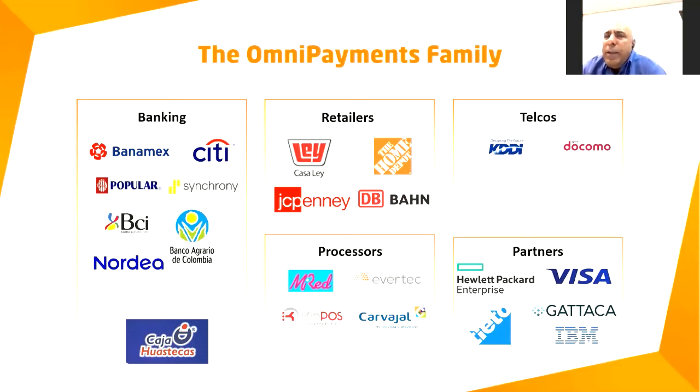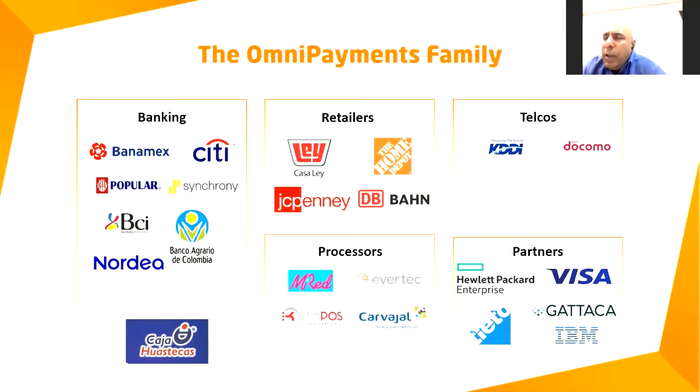Synchrony Bank is one of our newer customers, and they are happy with the entire API interface and are implementing the switch. Banco Agrario is one of the leading banks in Colombia, and they have been using OmniPayments now for more than 5 years, and basically OmniPayments handles all of the interfaces for the issuing bank.